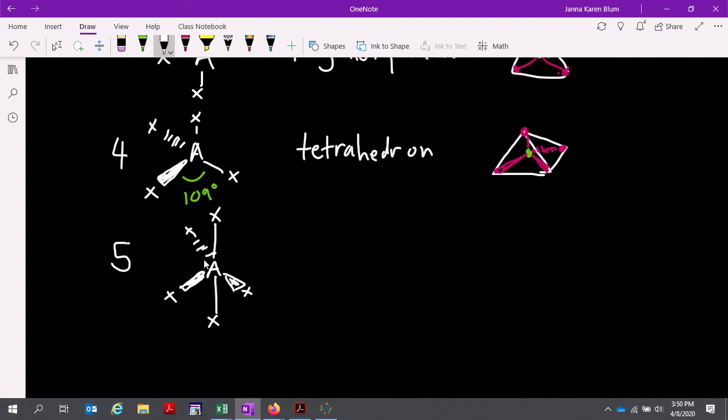And so in the middle here, this is to the plane. There's a 90-degree angle. And then coming around is a 120-degree angle. The ones coming up and down are called axial, and the ones going around the middle are called equatorial.